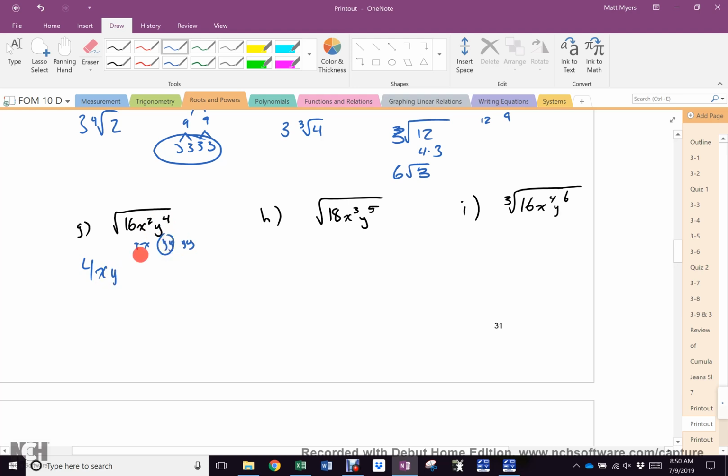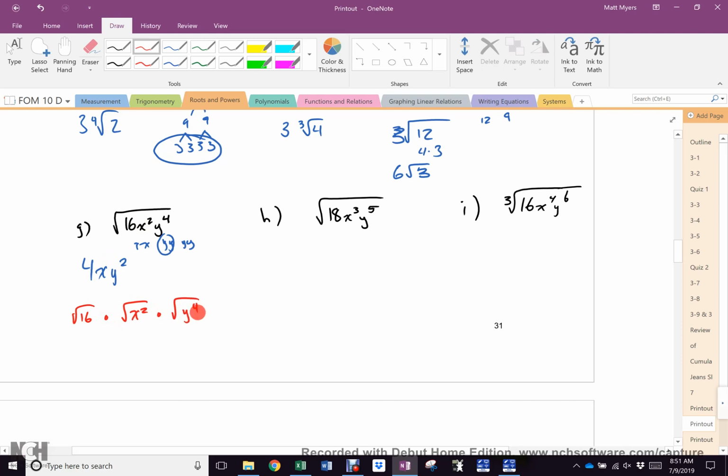2. 1 for that one, 1 for that one. Y squared. What did I leave under there? Anything? So it's done. Finished. This really means the square root of 16 times the square root of x squared times the square root of y to the 4th.